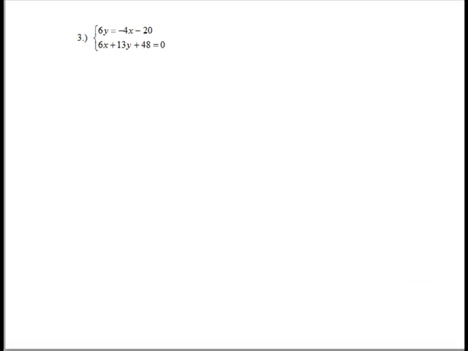Example 3. Solve using the substitution, or excuse me, solve using the elimination method. As we can see, step number 1, these are not in standard form. So the first thing we need to do is get them into standard form. The first equation in standard form is going to be 4x plus 6y is equal to negative 20. The second equation, 6x plus 13y is equal to negative 48.